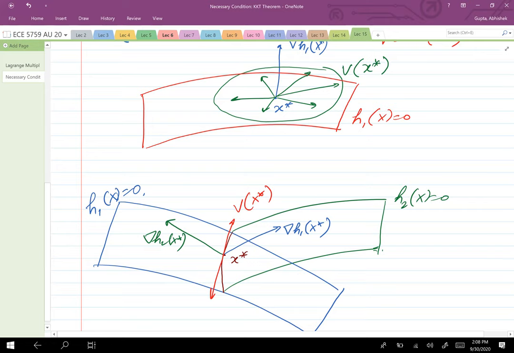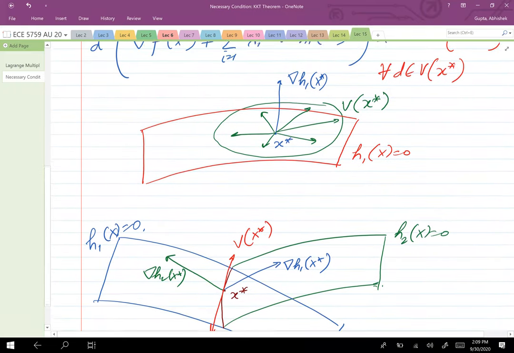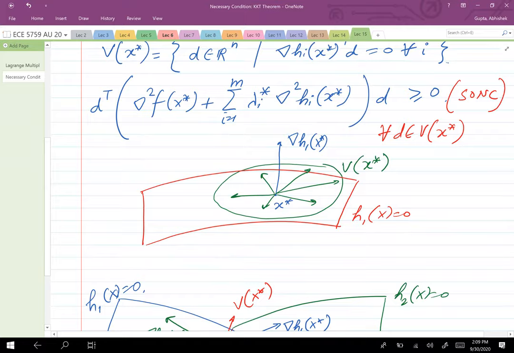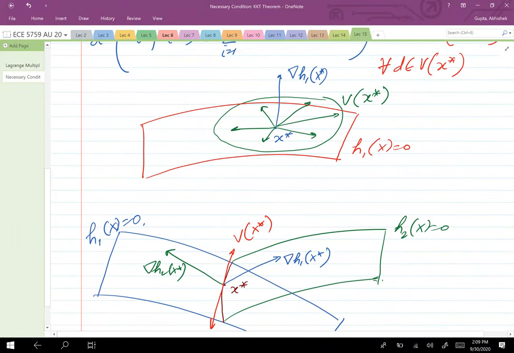Okay, so now that you understand V of X star and you understand what the gradients of H1 X star and H2 X star look like, let's go back and look at what the theorem is saying. Any question on the first order feasible variation?